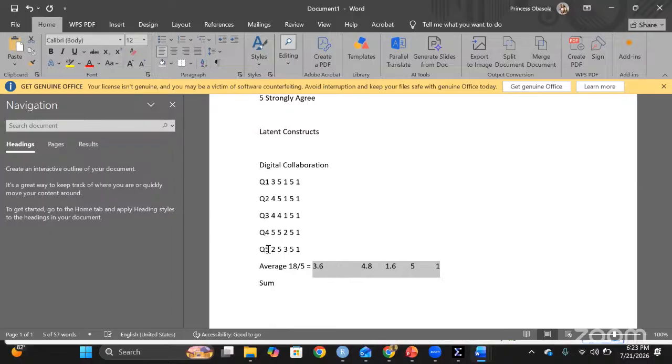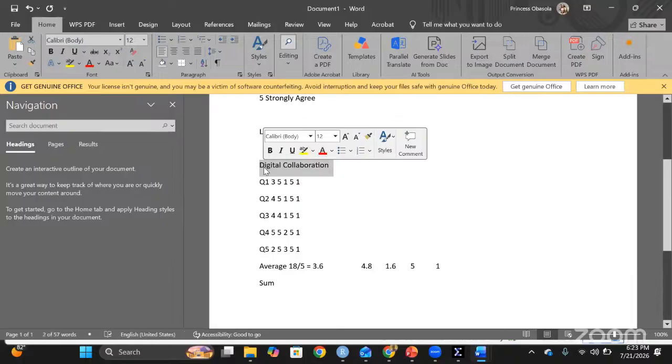And to be able to do that, you have to ask multiple questions, average people's responses to those multiple questions, and that then forms your digital collaboration or your construct.